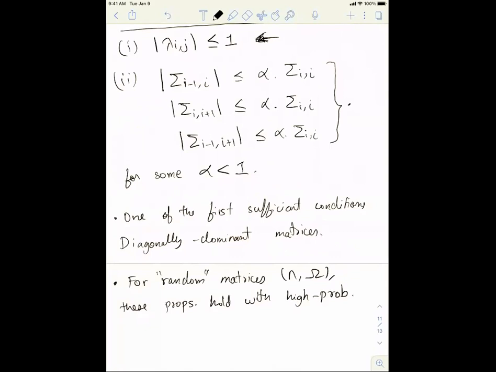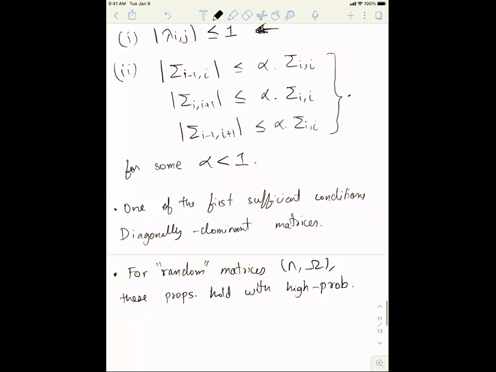So is the sufficient condition clear? Or the main result clear? So essentially what we're saying is when these conditions hold, the condition number is going to be small. And the small here is polynomial in the number of vertices.